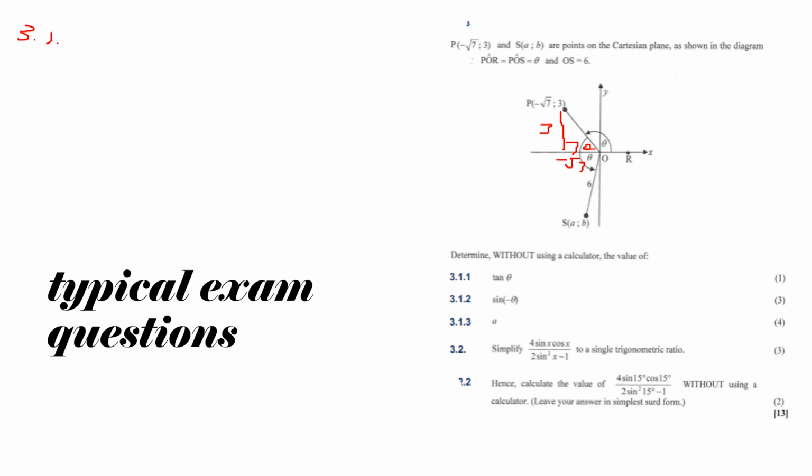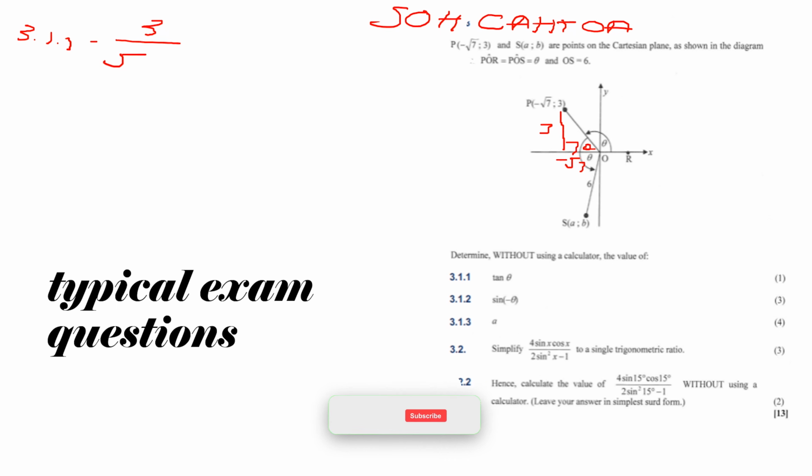3.1.1, what is tan of theta? You can pause the video and figure it out for yourself, and then look at the answer after you've figured it out. So tan of theta is, you have to always write your mnemonic to help you, SOH CAH TOA, right? In this case we're dealing with the tangent, which is opposite over adjacent side. Our opposite side is 3 and our adjacent side is -√7, right?